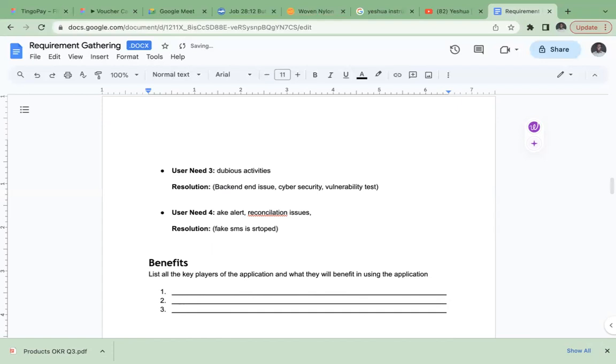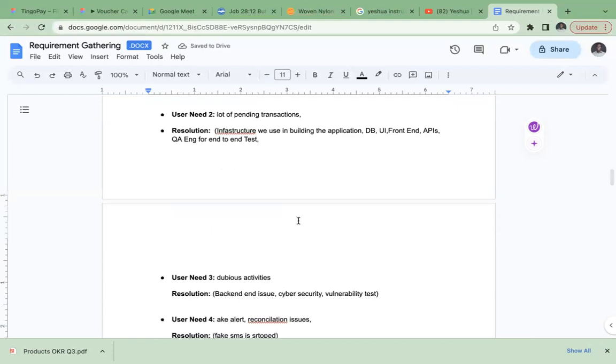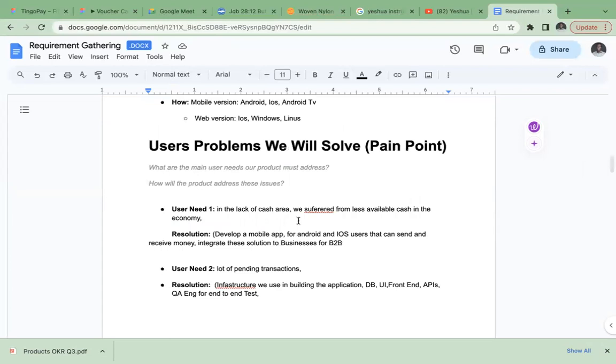Okay, so we just pick four of the pain points, right? We can pick pain point number 1 and take it as our MVP 1, develop it and test. Pick user need 2, develop it and test. User need 3, just like that. So we have 4 MVPs. Do you understand? Okay.